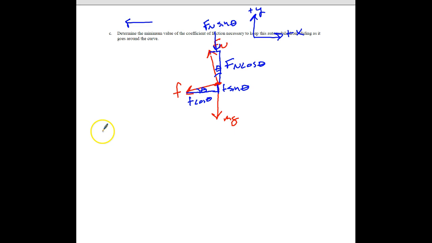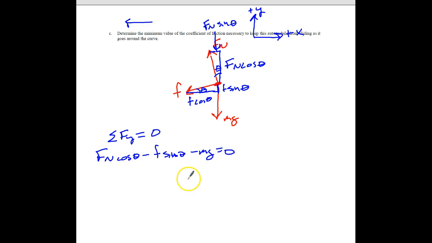All right, let's think about everything in the y direction. Sum of the forces in the y direction. Here these should be equal to 0 again. So let's look at all the ones that are in the y direction. Going up, we have Fn cosine of the angle. And then going down, we have F sine of the angle. And we also have mg going down, so that's equal to 0.